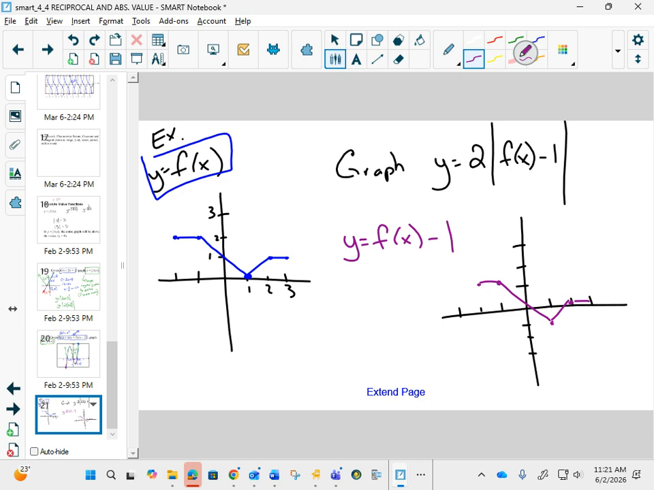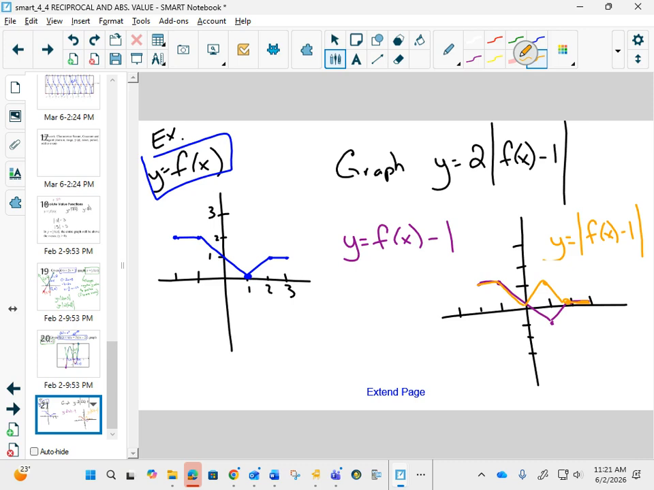Then in orange, I can now do this, right? I could graph that. What would that do? That would keep this the same, this the same, this would get flipped up, and that would stay the same. So the orange, the absolute value, just takes that negative part and flips it up.